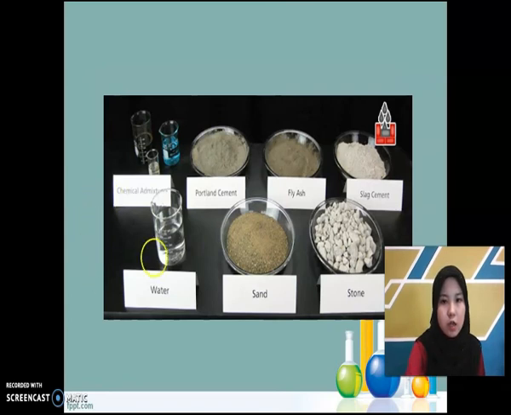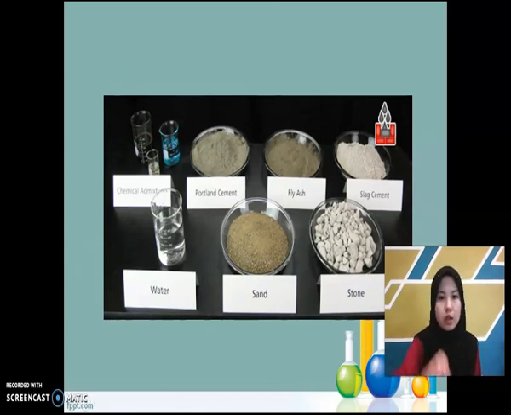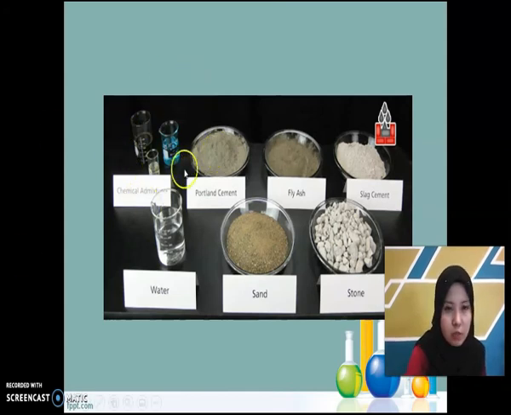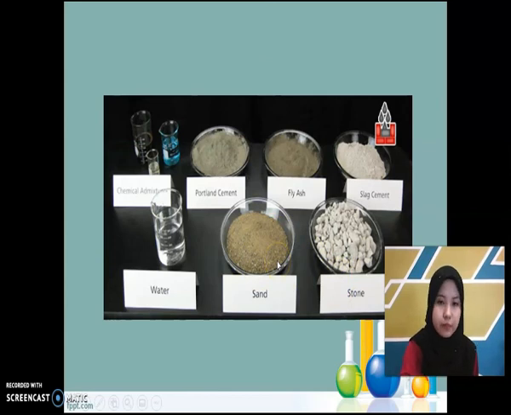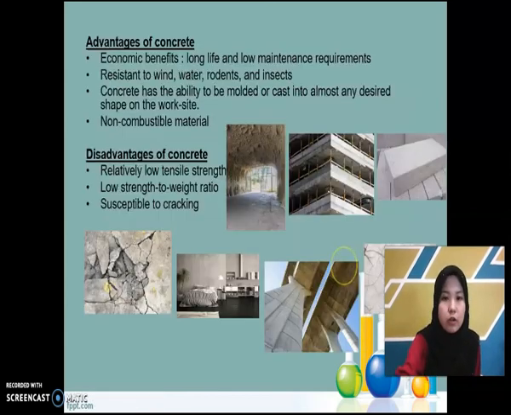So these are pictures of materials that are usually used to make concrete. We can see here chemical admixtures, and this is Portland cement, which is the most used type of cement. And this is another type of cement, such as fly ash cement. This is the water, the most important chemical material to make concrete. This is sand and stone, which are the aggregates to make concrete.